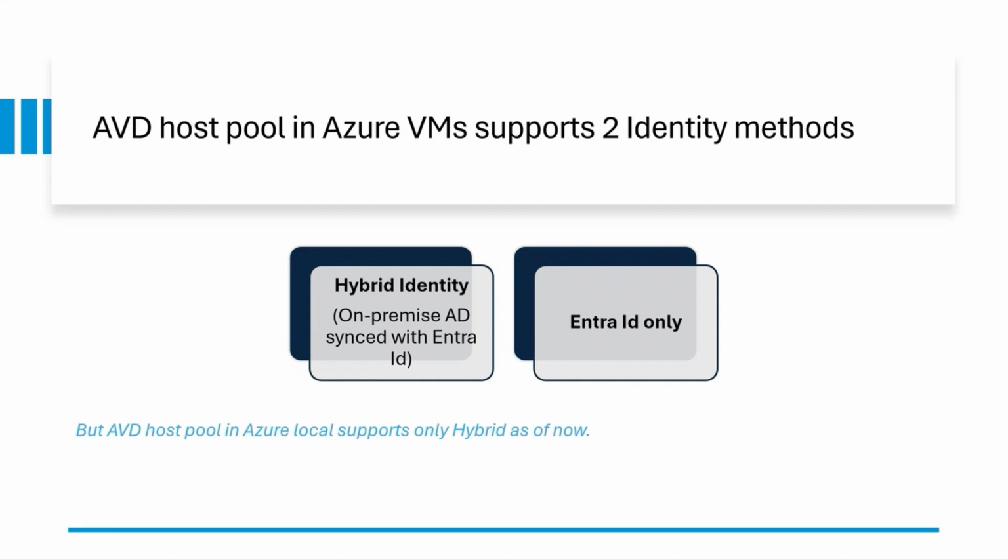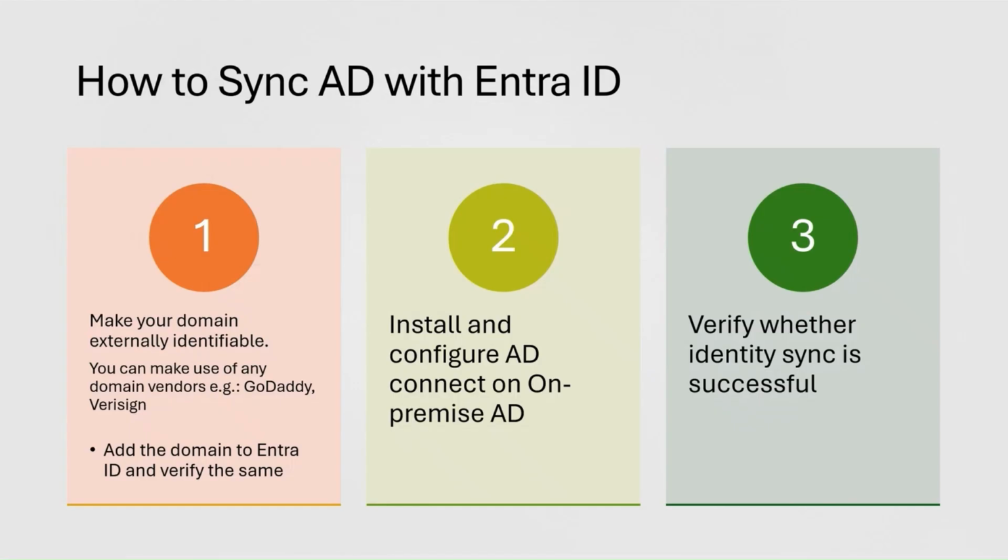So it is mandatory that you prepare your Active Directory for a sync. So how do you sync your Active Directory with Entra ID? The first step you need to do is make your domain externally identifiable. You can use GoDaddy, VeriSign, or any domain vendor. What I have used is the Azure App Services domain. Something like that is there.